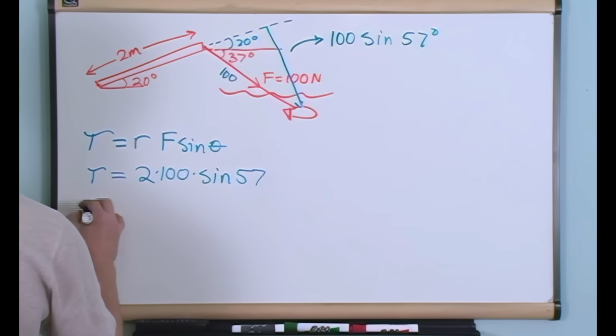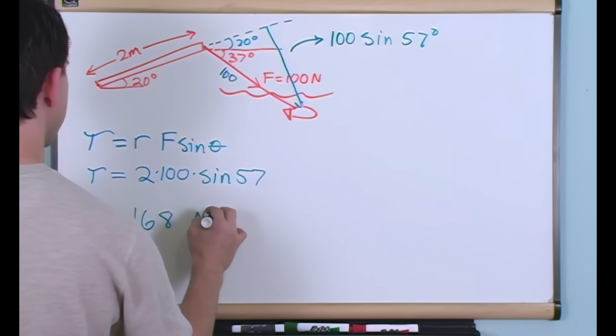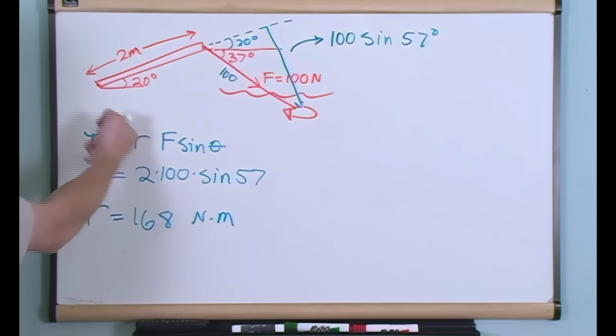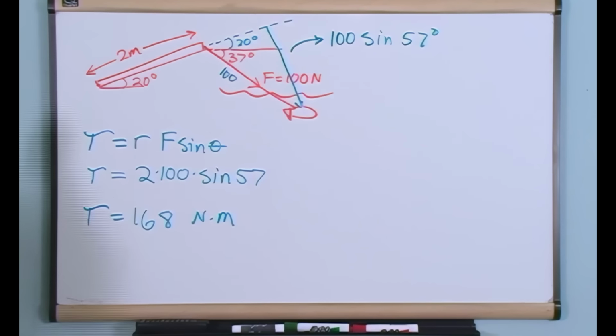These are all numbers, so this torque is just going to equal 168 Newton meters, and it's obviously going to be acting clockwise because it's pulling it down. That would cause a moment to be generated this way, and it's going to be acting clockwise here.